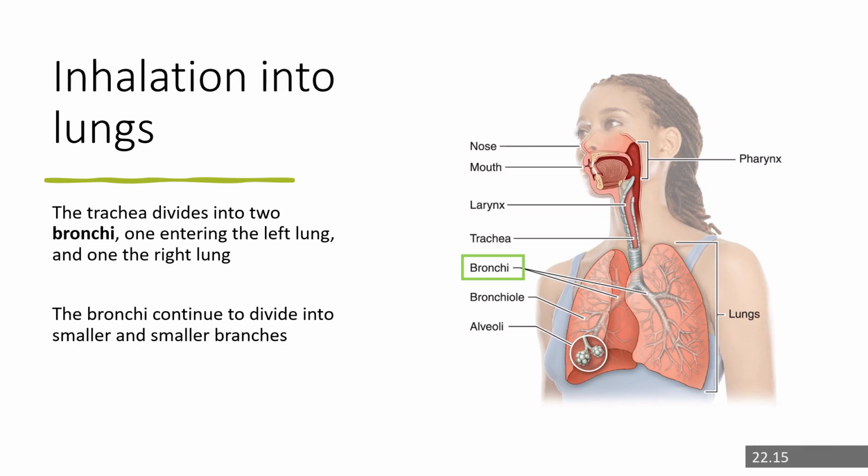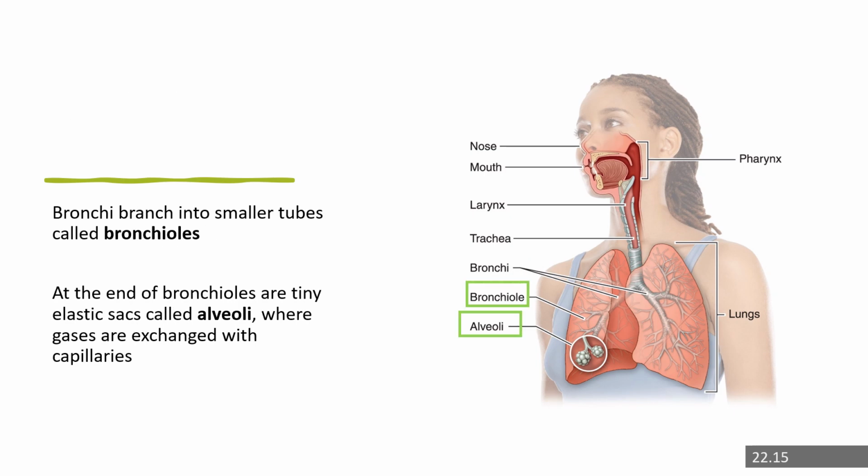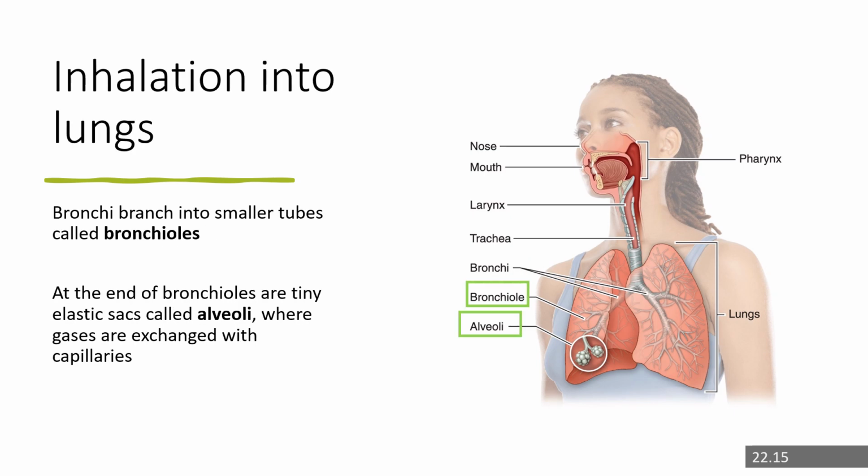In the lungs, the bronchi continue dividing and branching into smaller and smaller branches. These smaller branches are called bronchioles. At the end of the bronchioles are tiny elastic sacs called alveoli. There are many alveoli in the lungs, so together they make up a large surface area. This is important because the alveoli are where gas exchange with the capillaries is actually happening.